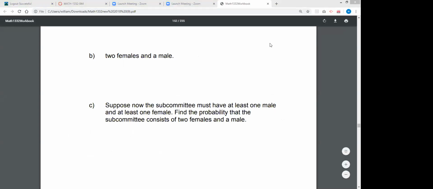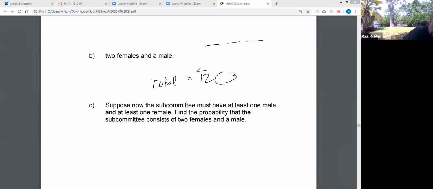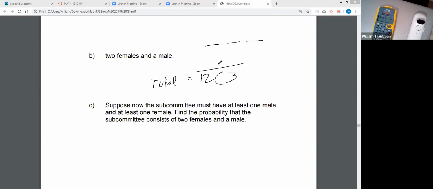Okay, so two females and one male. We're going to pick three still. And the total on the bottom is picking three from how many were there total? 12. Now we have to pick two females. Two out of the five were females. We're picking two from five. And one male, we're picking one from seven. So here's the females, we're picking two out of the five. And here's the males, we're only going to pick one out of the seven males that are there. Divided by the total, 3 out of 12 total.